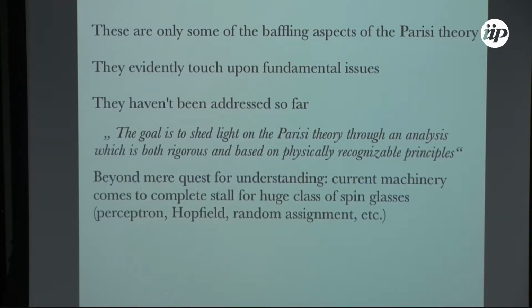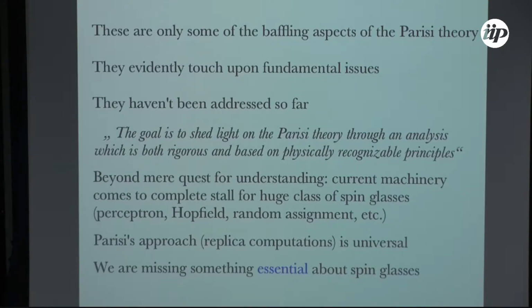And let me emphasize that, at least when mathematics is concerned, this goes beyond the quest for understanding, because mathematically we have a current machinery which comes to a complete stall for a huge class of spin glasses, like the perceptron or models whose Hamiltonians appear in combinatorial optimization. On the other hand, it's amazing: Parisi's approach is universal, it's slick, it's fast. We are definitely missing something about spin glasses, because it cannot be that the replica computation works virtually for any model, but when it comes to mathematics, it comes very easily to a complete stall. So there's something out there which definitely has to be understood.